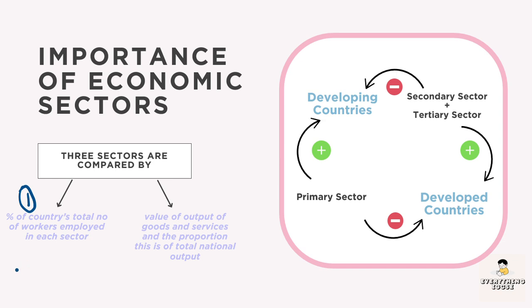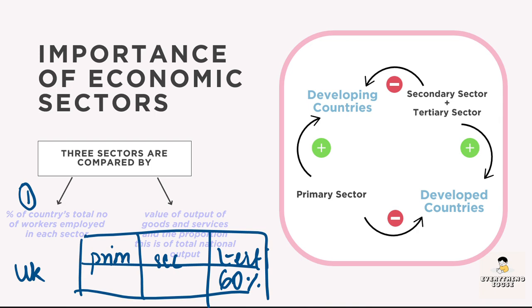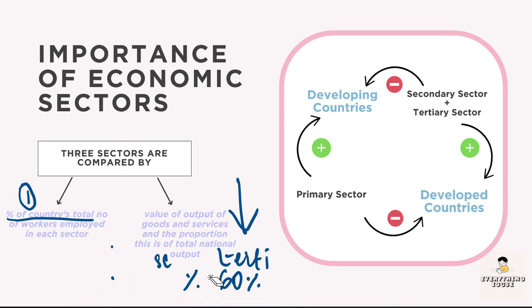So for example, if we're going to look at UK, let's make a table, and let's say there's primary, secondary, and tertiary, and these are the three sectors, right? So maybe a report says that 60% of workers work in the tertiary sector, 30% are in the secondary, and 10% are in the primary. So according to the percentage of the country's total number of workers, we can say that the tertiary sector is the most prominent in the country UK. Okay, so this is one way in which you can compare the three sectors.